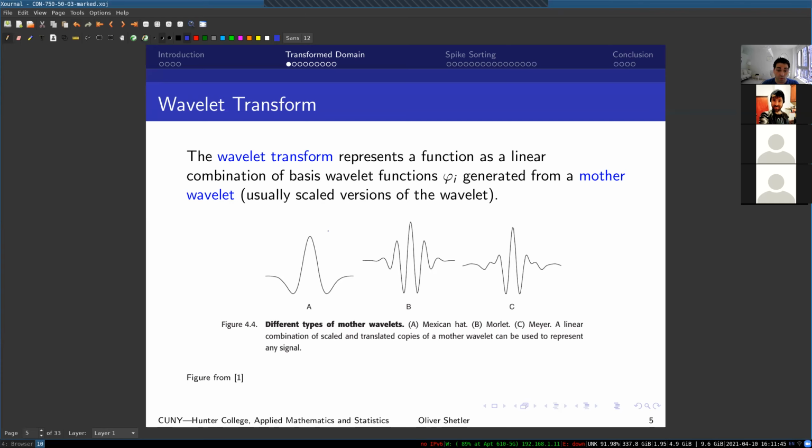So here in figure 4.4, this is from another book, Brain-Computer Interfacing: An Introduction by Rajesh P. N. Rao. That's actually a pretty good resource if you want a little bit of an introduction into the different types of wavelets and how wavelets can work.